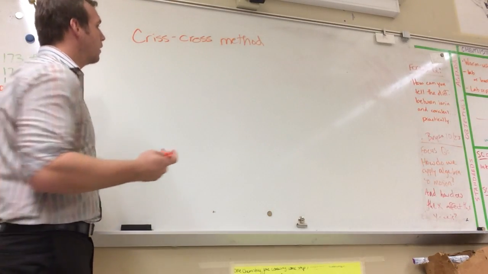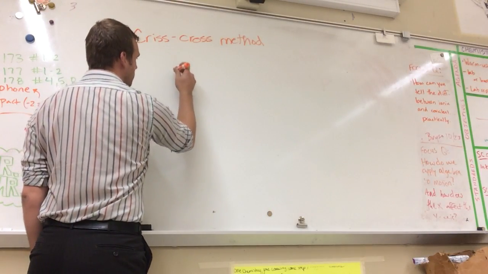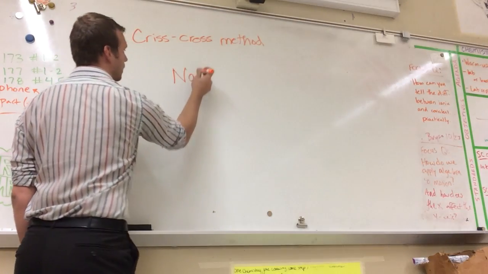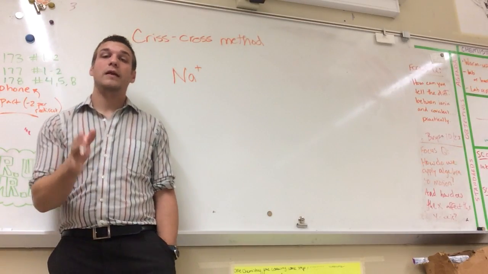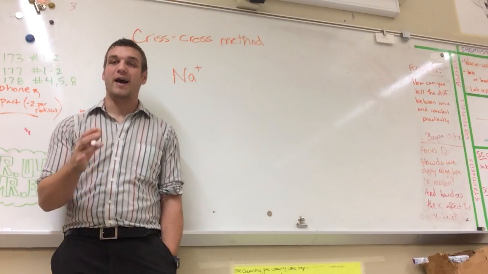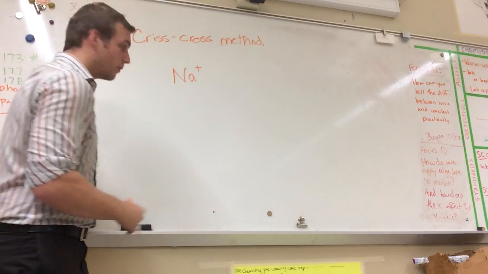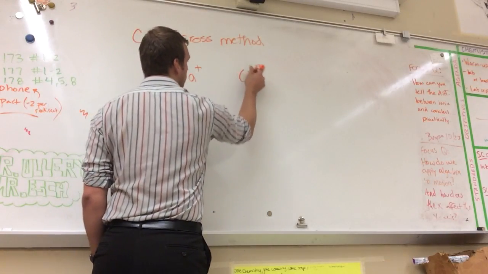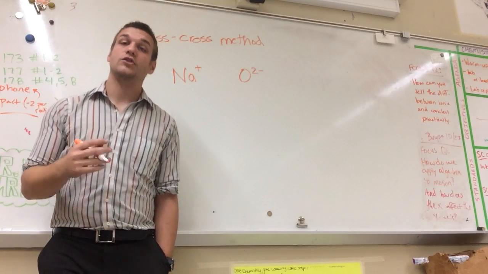So crisscross method. Let's look at sodium, since we already did sodium. So sodium is +1. If you don't know where the charges come from, look at the last video titled ions, and that will show you where these charges are coming from. Let's also do oxygen, which is 2-. Okay? Oxygen is 2-.